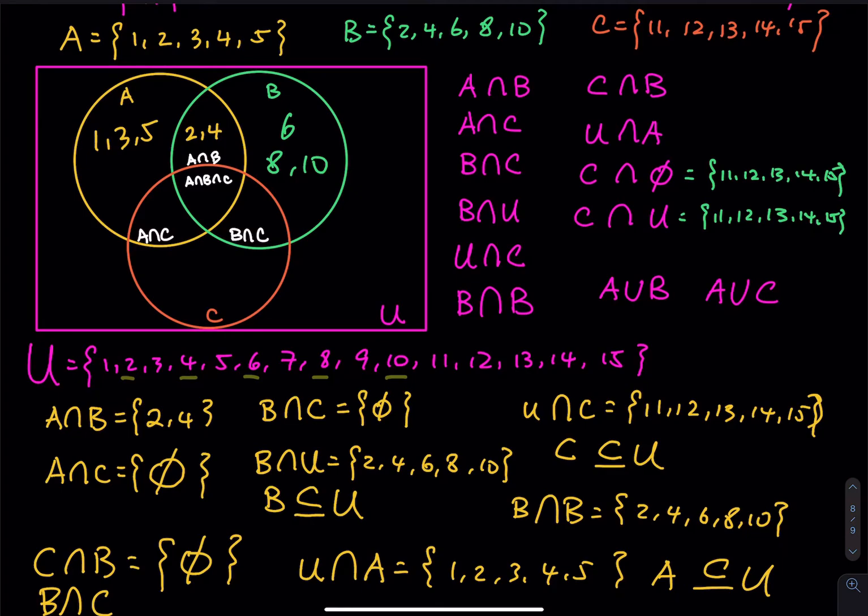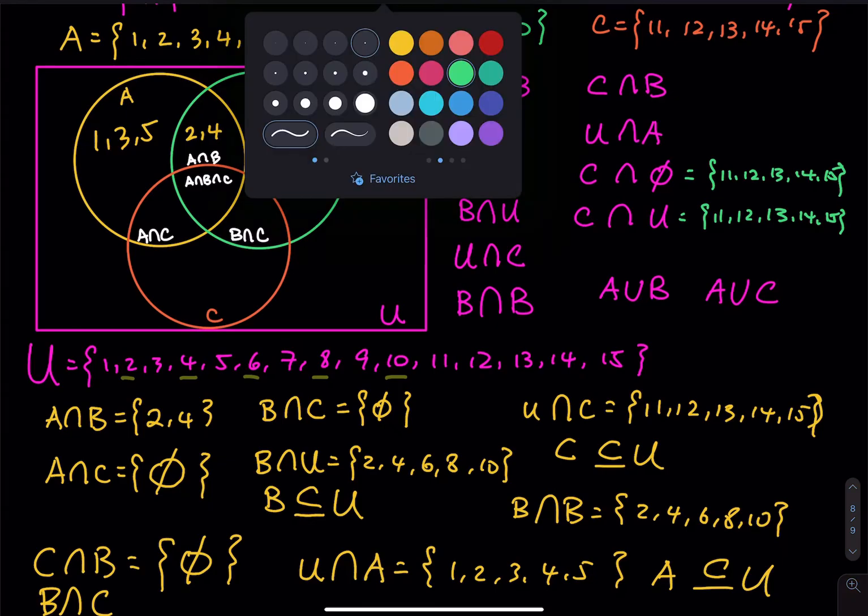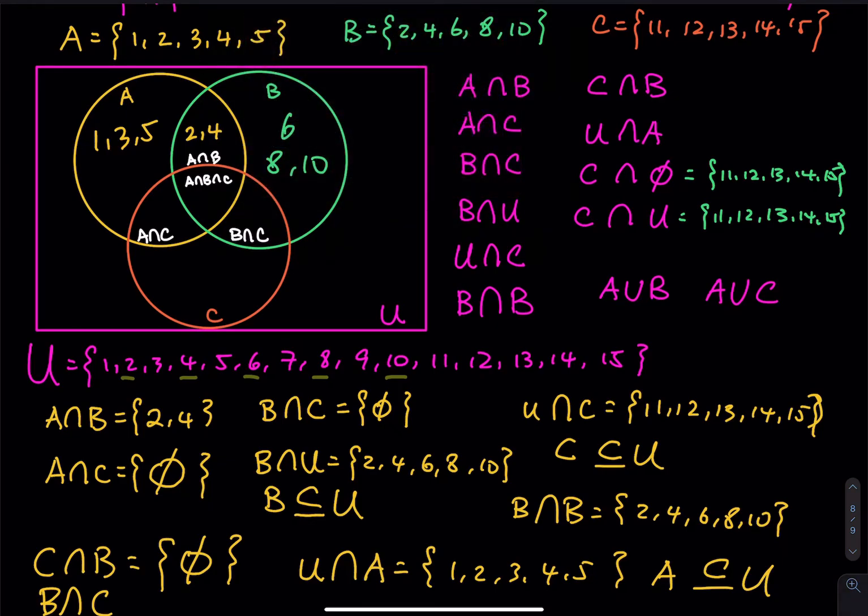Okay, and then A union B and A union C. So let's take a look at our Venn diagram. Did we miss anything? It looks like nothing is in the C circle yet. C and A, they don't share anything in common. C and B, they don't share anything in common either. So that means in the C circle, we put all the numbers in there: 11, 12, 13, 14, and 15.